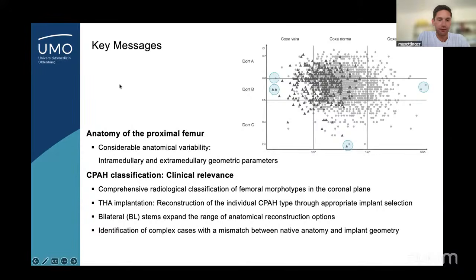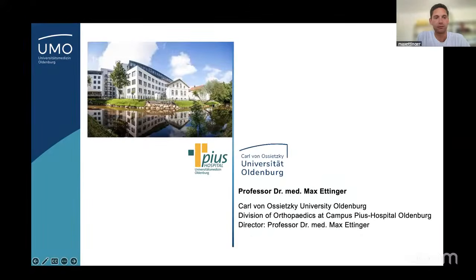We have stems that expand the range of anatomical reconstructions. So there is not that one stem on the market that allows you to reconstruct every single anatomy. And the identification of complex cases with a mismatch between native anatomy and implant geometry is the key in order to keep our patients happy and stable afterwards.